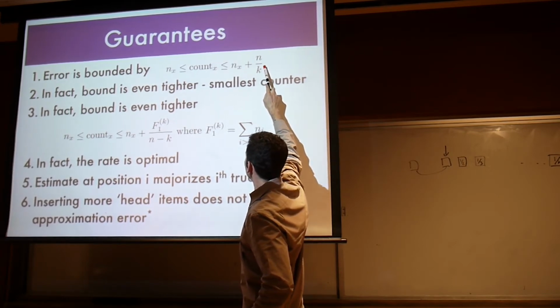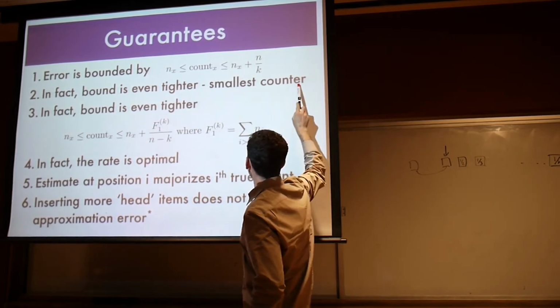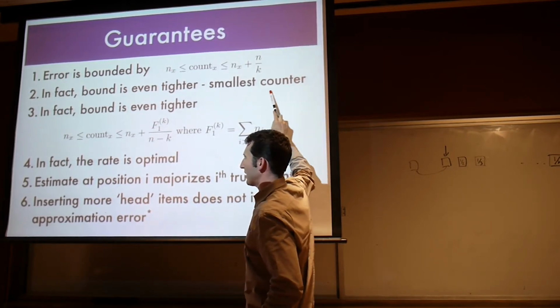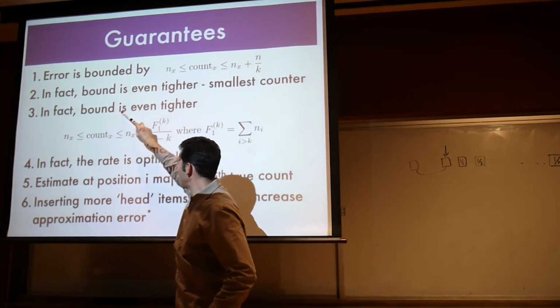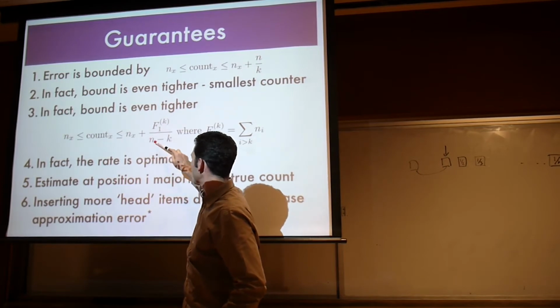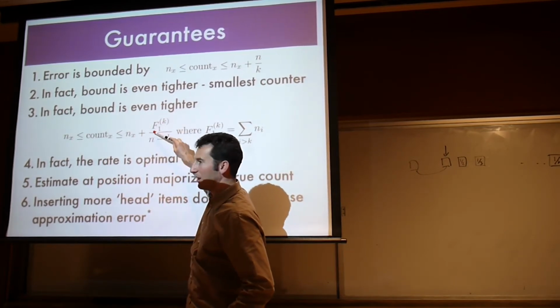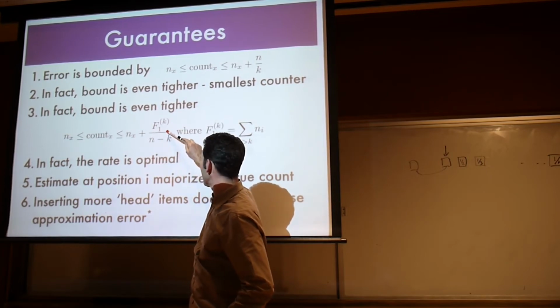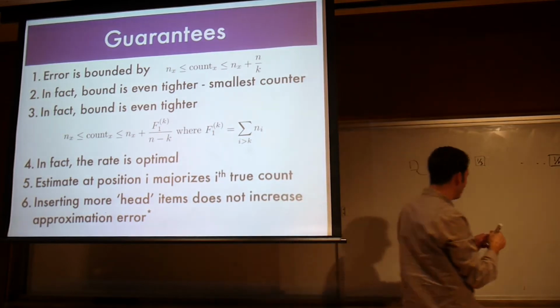That sounds reasonable. Now, it turns out the bound is even tighter. It's the smallest counter in my list that upper bounds the error for everybody. In fact, you can do even better than that. The upper bound is going to be the actual count plus, basically, the tail of my observations divided by where I cut off. I'll show you that in a moment.